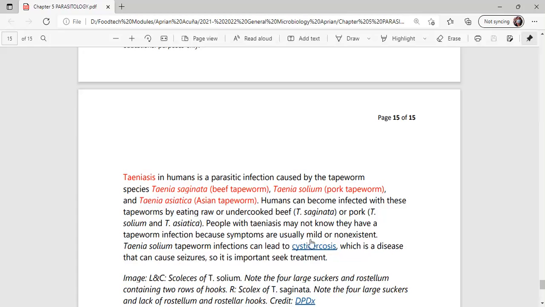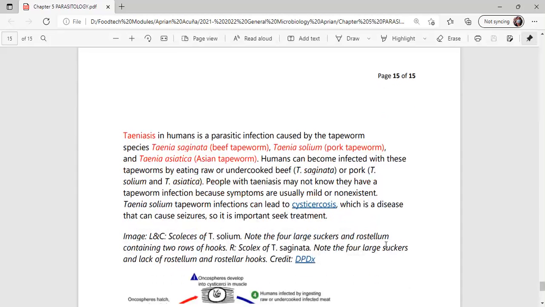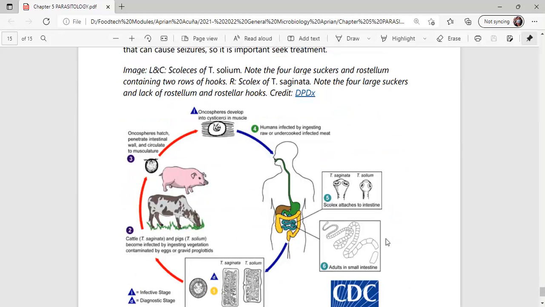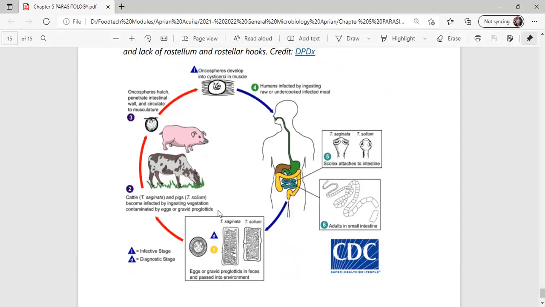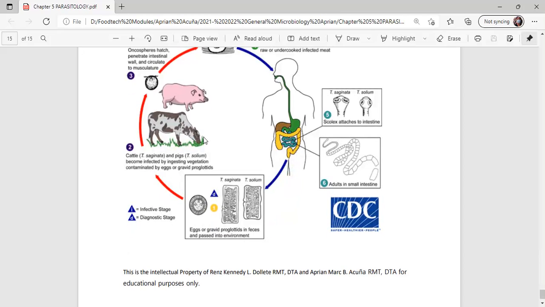Okay, people with taeniasis may not know that they have a tapeworm infection because the symptoms are usually mild or non-existent. Taenia solium infection can lead to cysticercosis, a disease that can cause seizures. So it is important to seek treatment if you are infected with these tapeworms. The diagnosis and life cycle are the same for pork, solium and asiatica, and for saginata it is beef. A shortcut to remember: if it is pork, it is solium. For the other one, it is saginata. Asiatica follows solium.